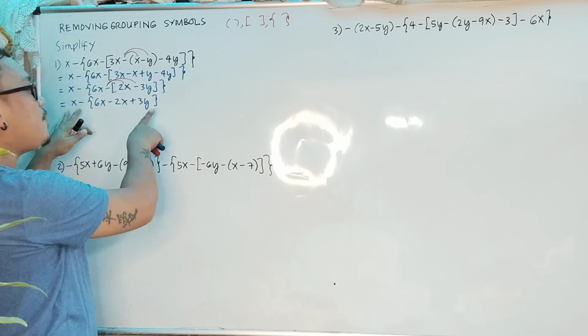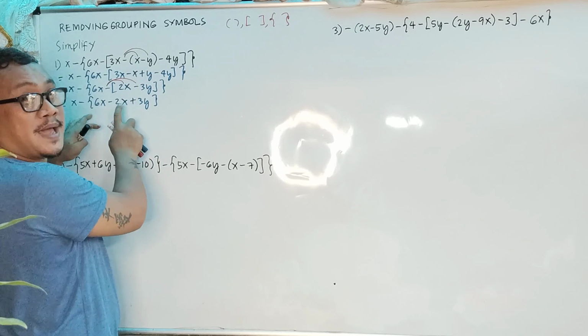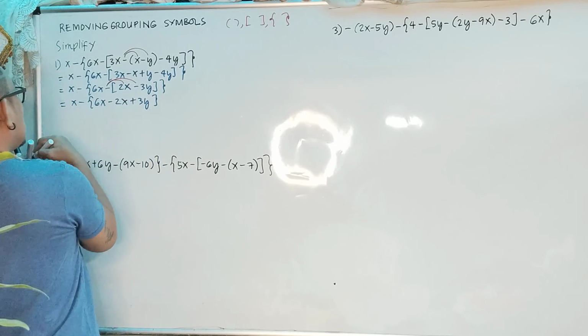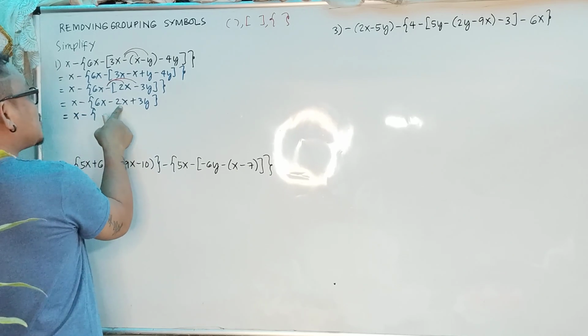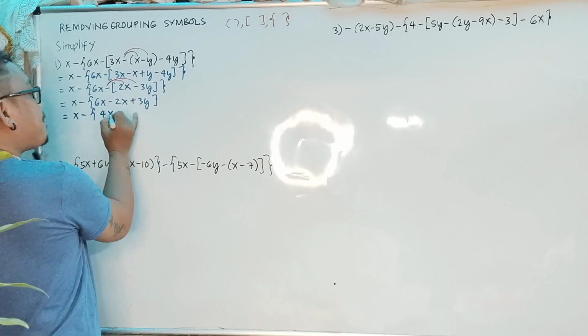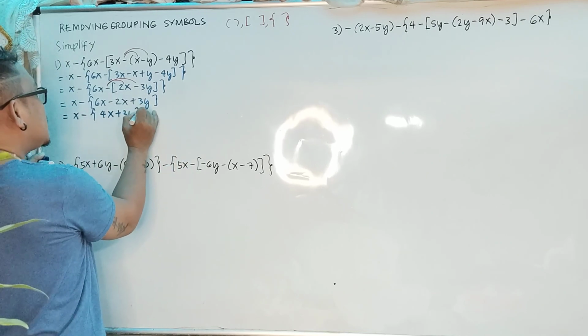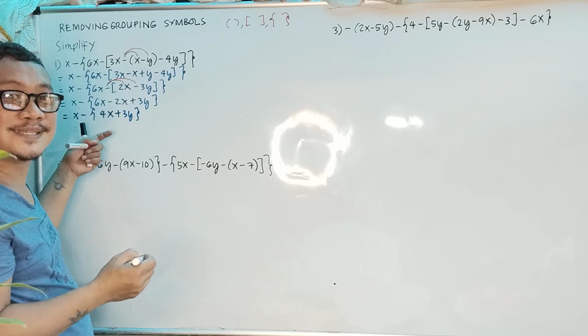Before we can remove the braces, let us find out if we can combine the terms inside. Clearly we can combine these x terms. We just copy x minus, so 6 minus 2 is 4. We just copy the variable x. Then copy plus 3y, then close. So it is simple, class.